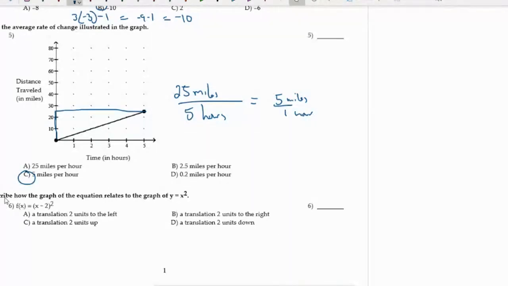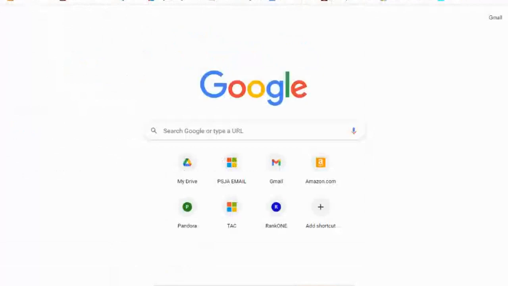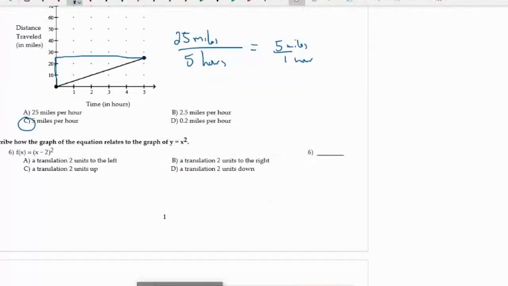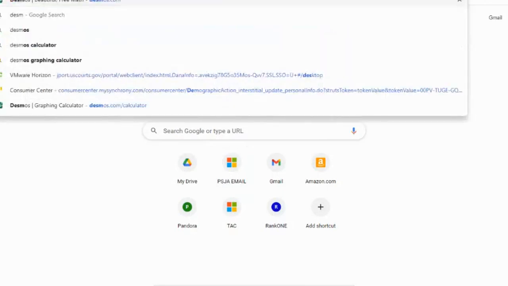Okay. Number 6. It looks like we're going to need to use Desmos. So I think I have that right here. Nope. Okay. Let me type in Desmos. I'm going to do a little split screen for us.